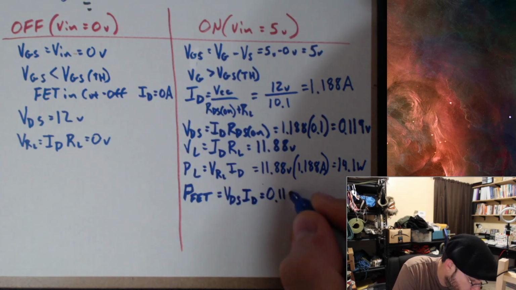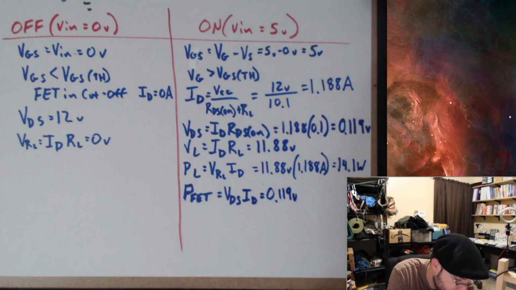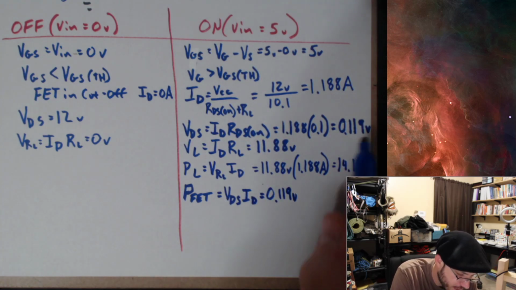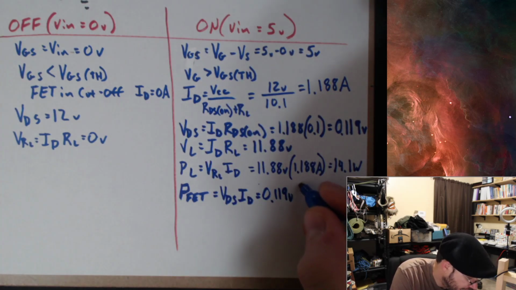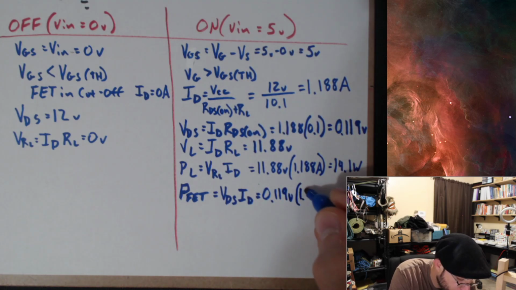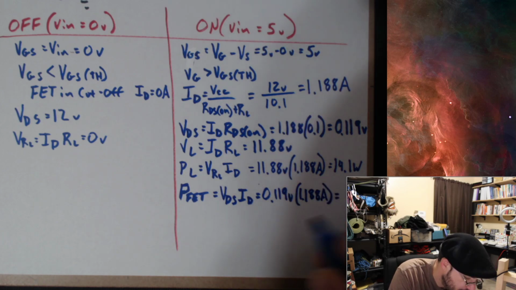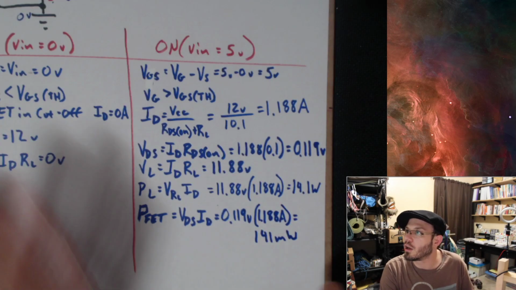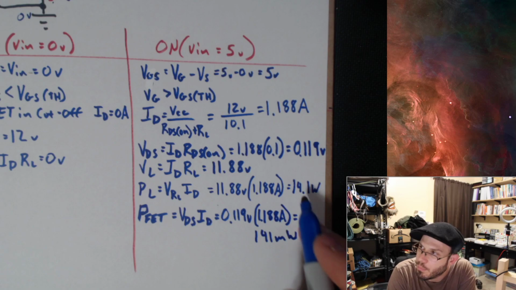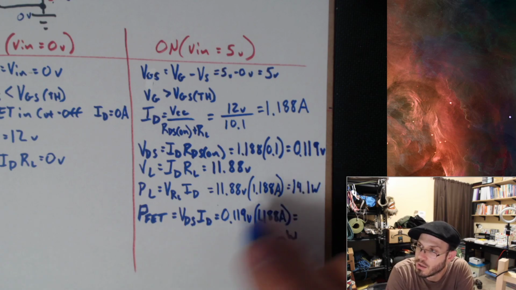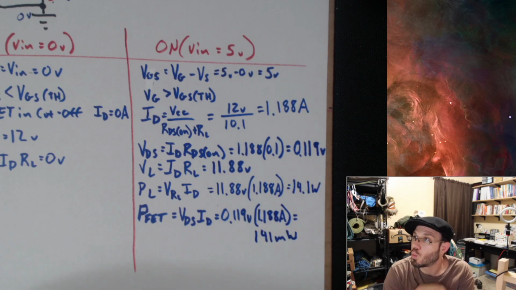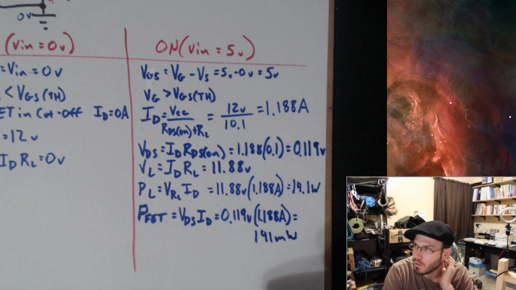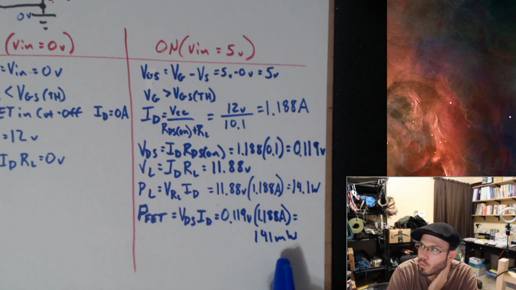So we get 0.119 volts, which is the voltage drop across the FET. We calculated that earlier. And that gets multiplied by the current going through it, which is 1.188 amps. And we get 141 milliwatts. It's a thing of beauty, okay? So while our load is dissipating 14.1 watts of power, my switch, quote unquote, is only dissipating 141 milliwatts.